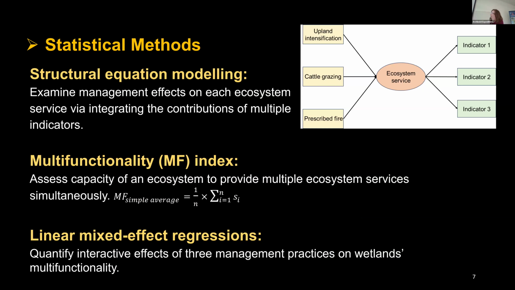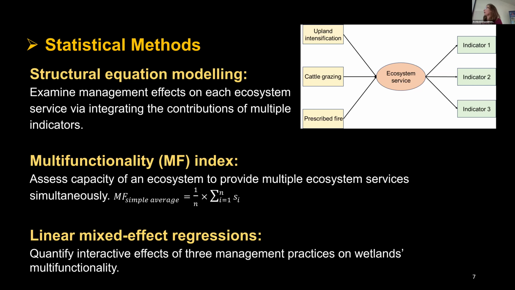So in our analysis methods, we use structural equation modeling, and this examined the effects of the management on each ecosystem service via looking at several indicators. So in the SEM, we'll consider this as a latent variable that is represented by 3 indicators. And then we can look at how the upland land use, the cattle grazing, and the prescribed fire are affecting that ecosystem service.